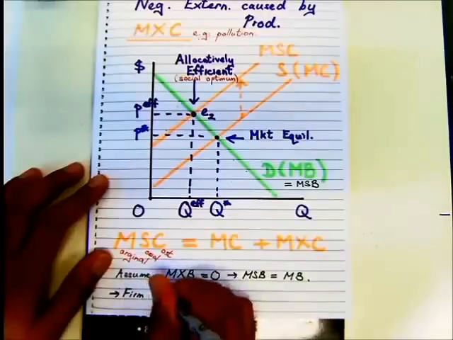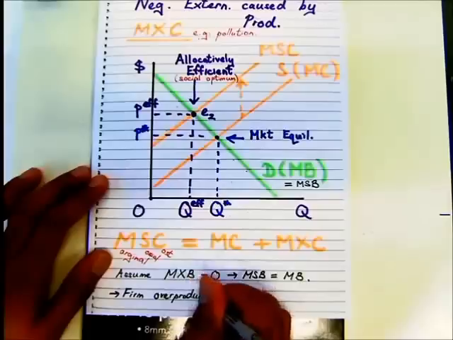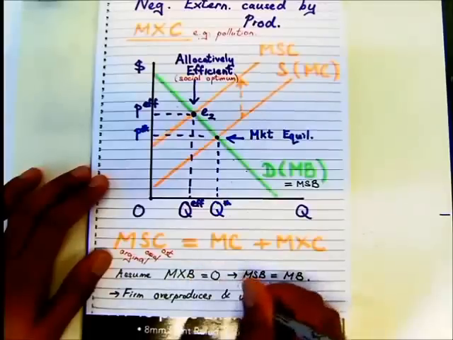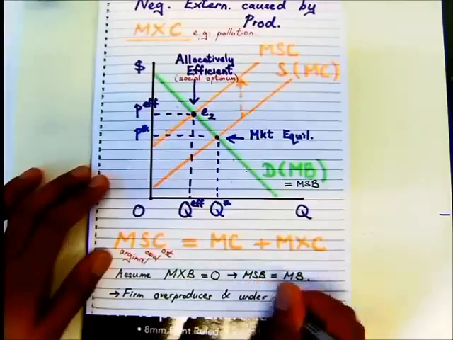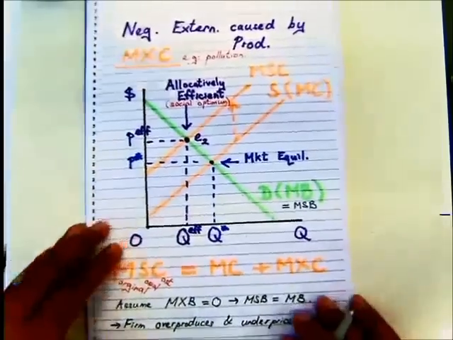The firm overproduces and underprices its product at the market equilibrium.